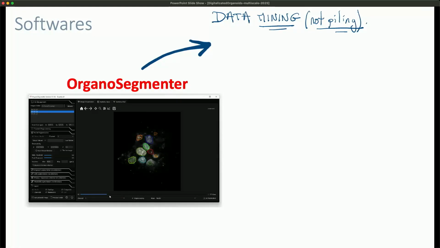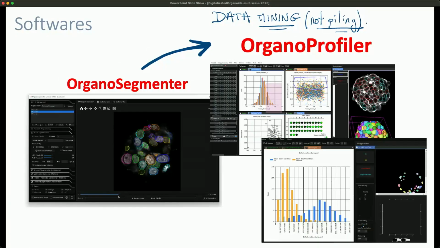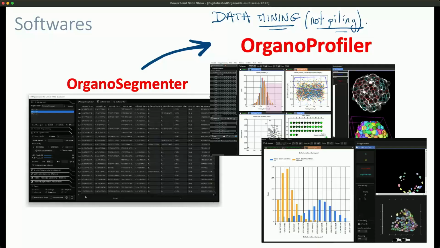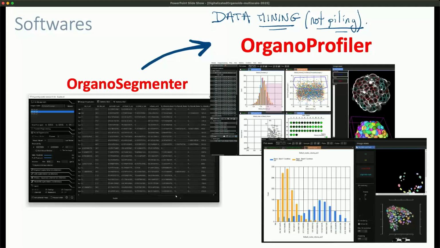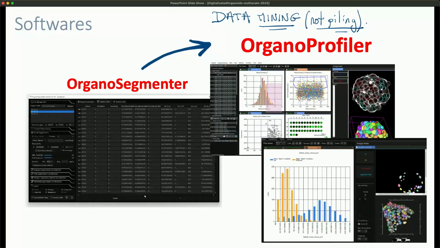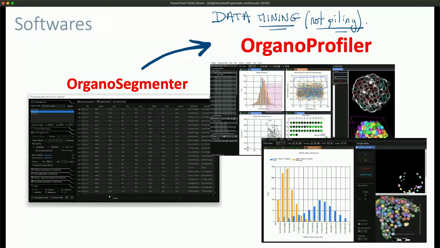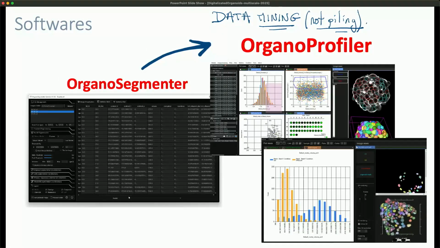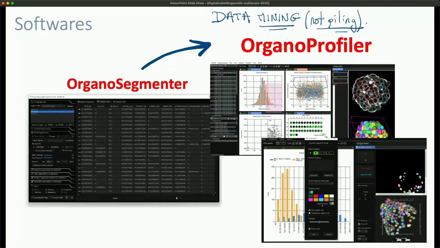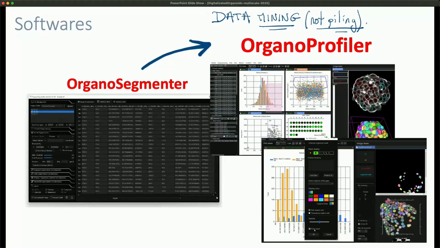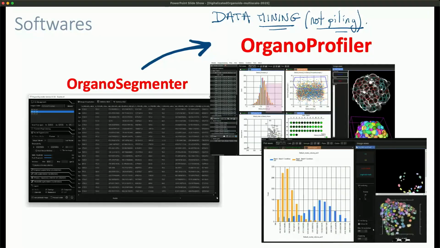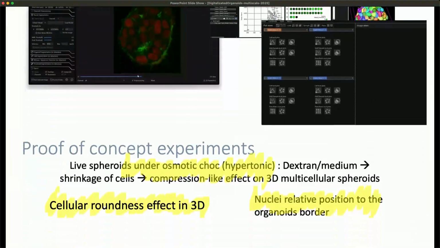Actually, it's really nice also to not just acquire data like that, but try to organize them and to develop something that allows you to do smart or human data mining on that, and to try once again to reconstruct your biological question. So here we have developed two softwares, the organosegmenter and the organoprofiler, to allow you to navigate through your data, but also through your images and through your segmentation.